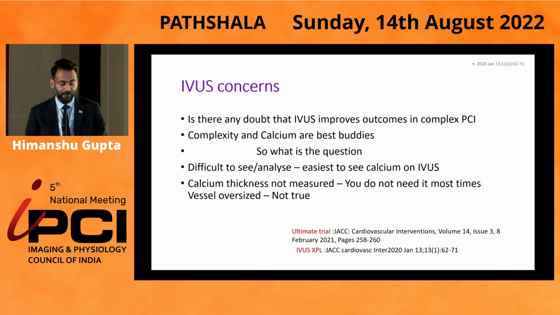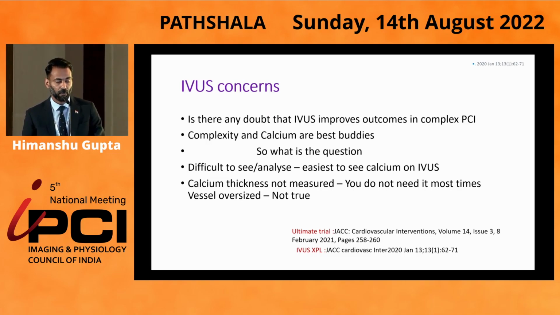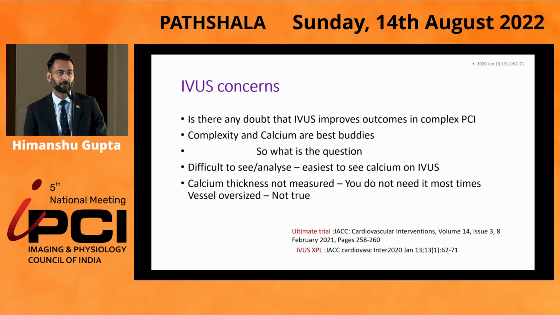So I think for the last 2 days, we've been talking about IVUS in various situations. There is no doubt that IVUS helps in complex PCI. And I believe wherever there is calcium, there is complexity. They are best buddies. So calcium means complex. If we use IVUS in complex PCI, definitely we reduce the MACE by 50%, even if they are not a subset of calcified patients.